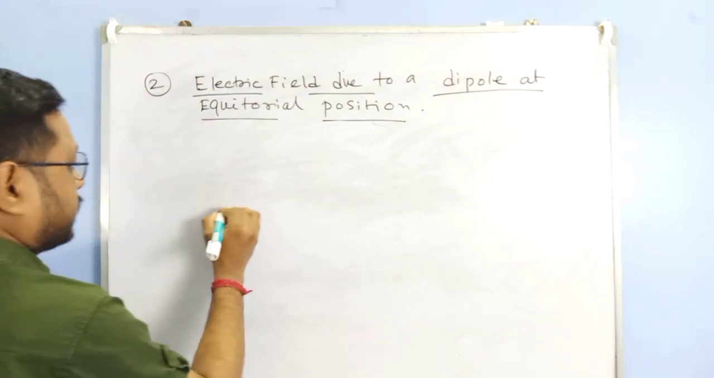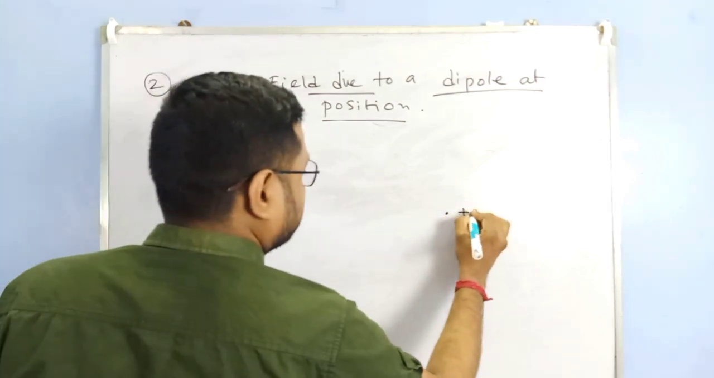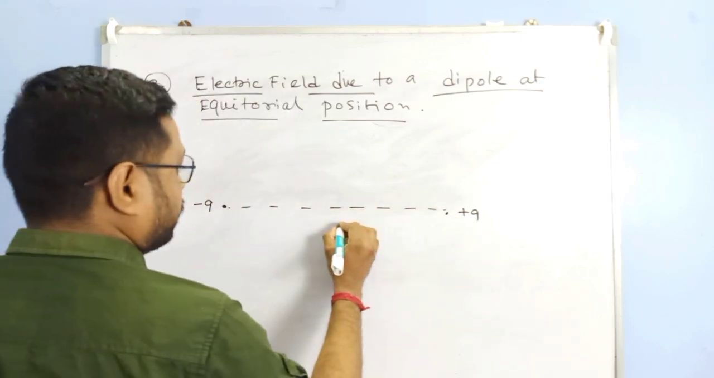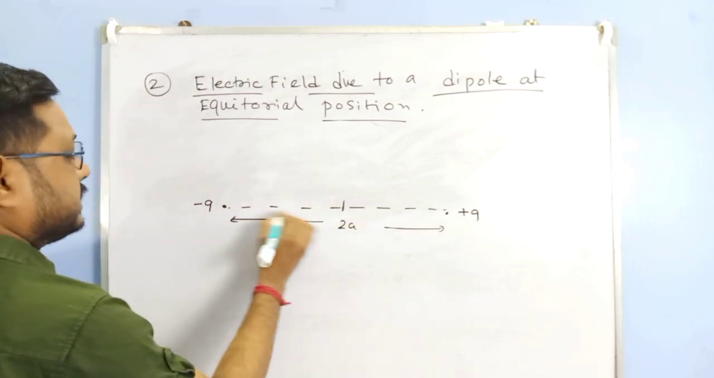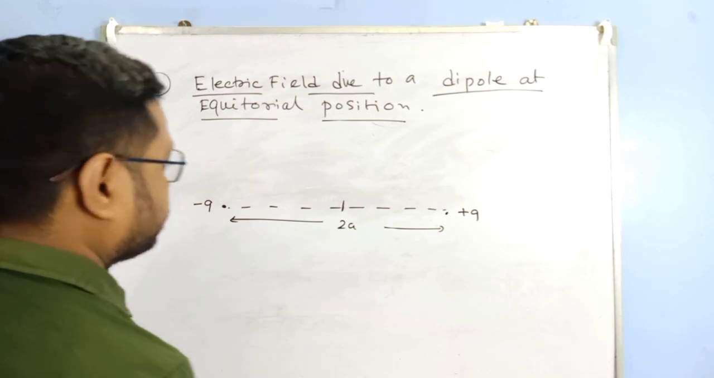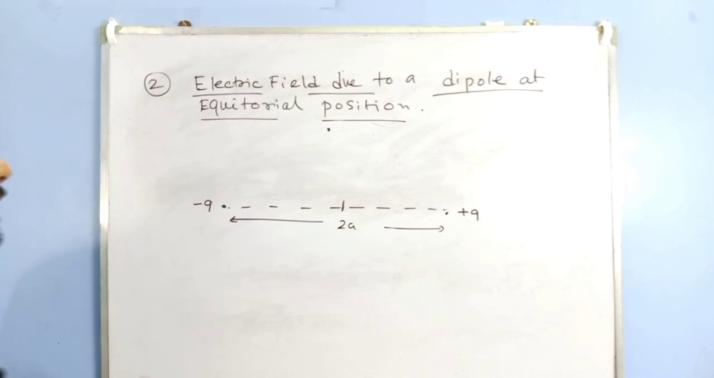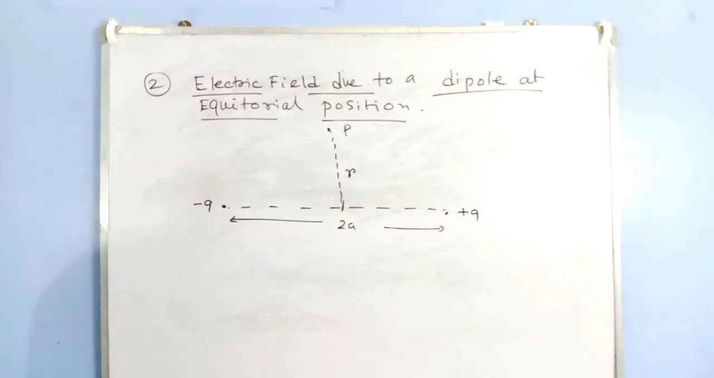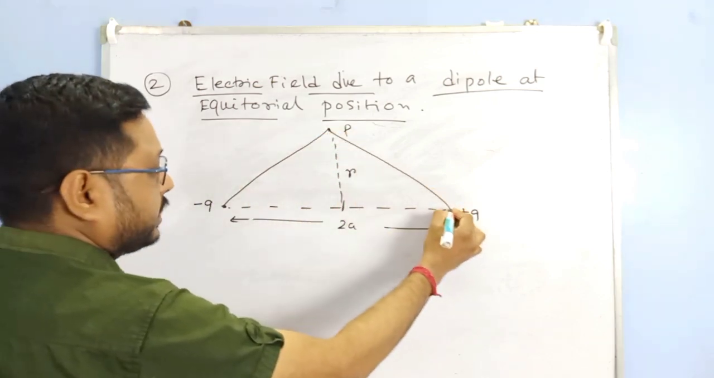Suppose this is the minus q charge and this is the plus q charge. They are separated by a distance 2a. If this is the center of the dipole, then this is a and this is a. Now we take a point P at a distance r from the center of the dipole. Now connect P and minus Q, P and plus Q.